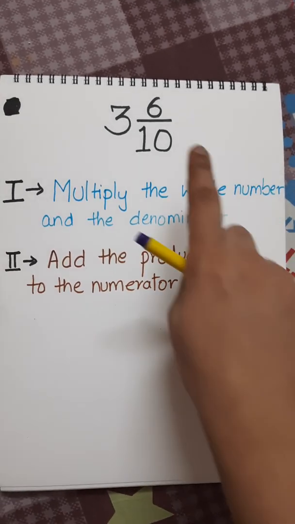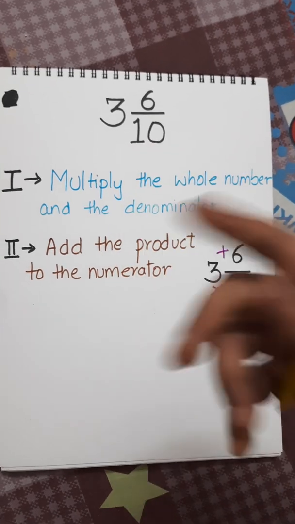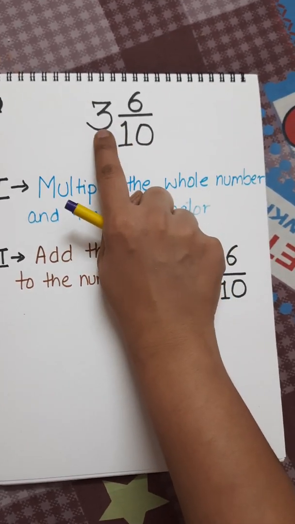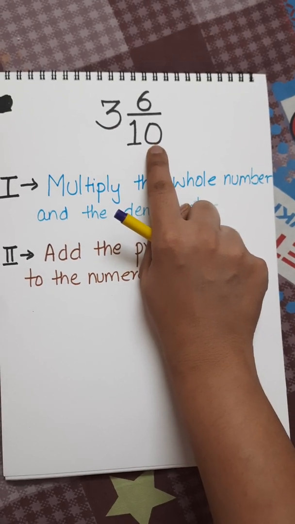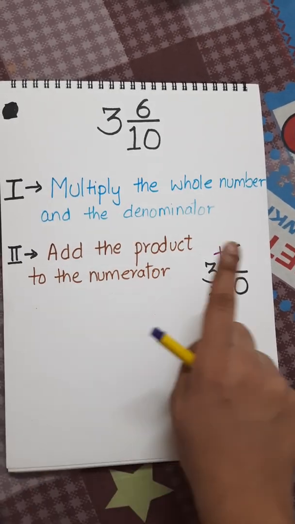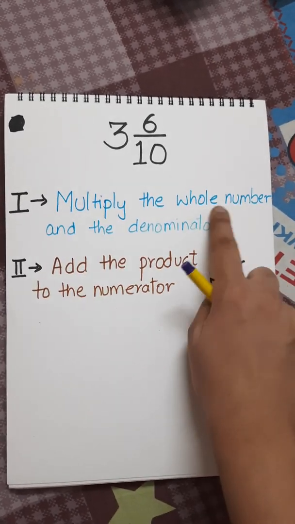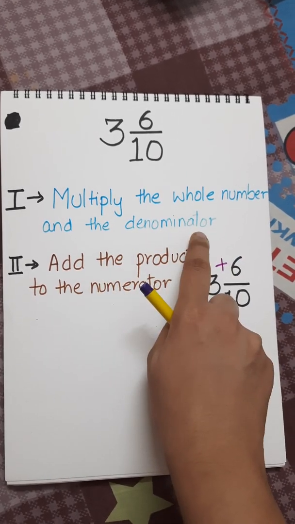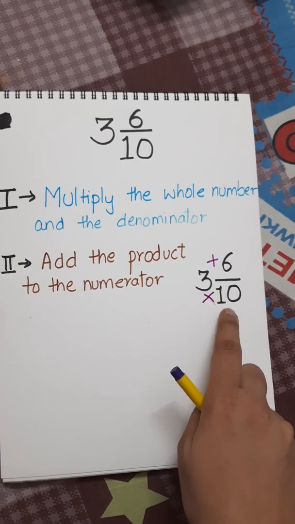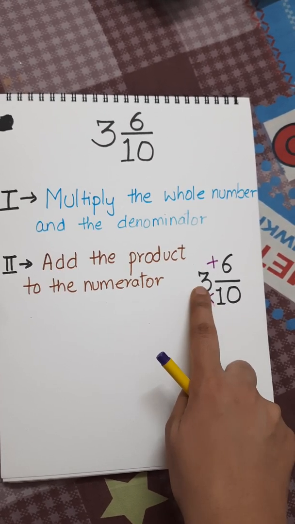Now coming to our main topic for today: how we can convert a mixed fraction into an improper fraction. A mixed fraction consists of a whole number and a proper fraction. There are basically only 2 very easy steps. First, we need to multiply the whole number and the denominator. As you can see over here, there is the multiplication sign. It represents that we have to multiply the denominator and the whole number.